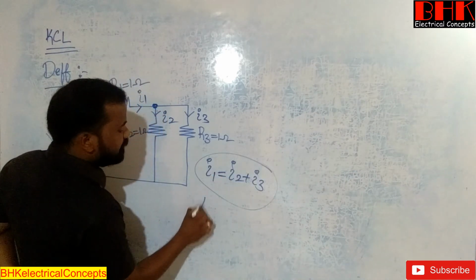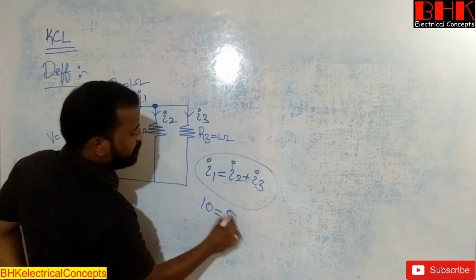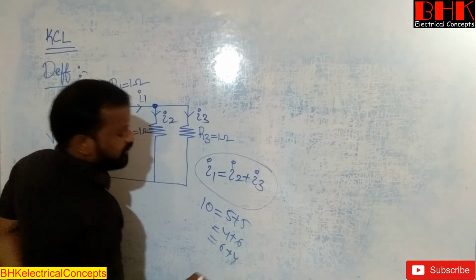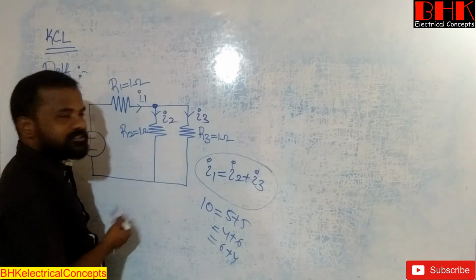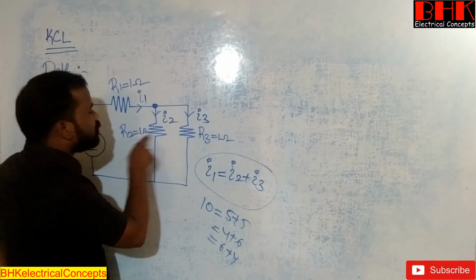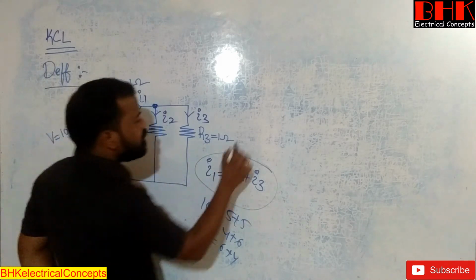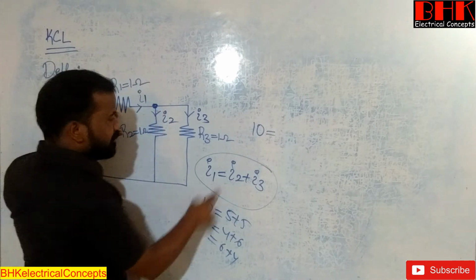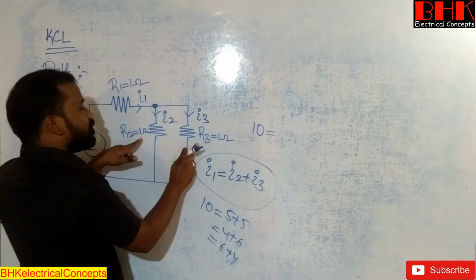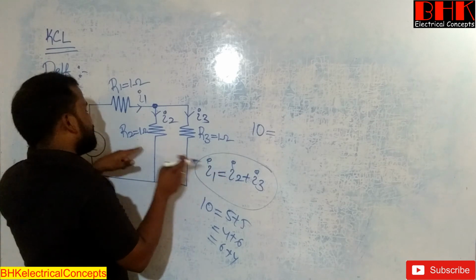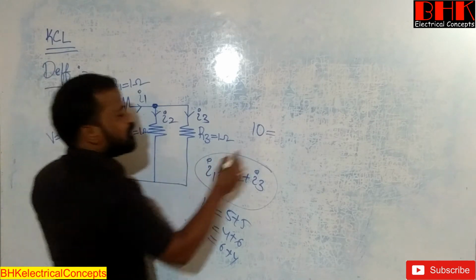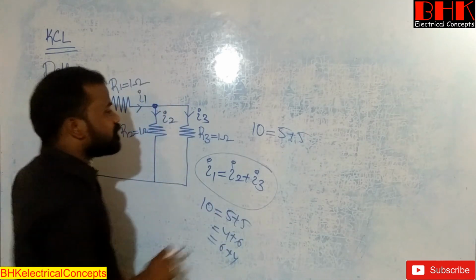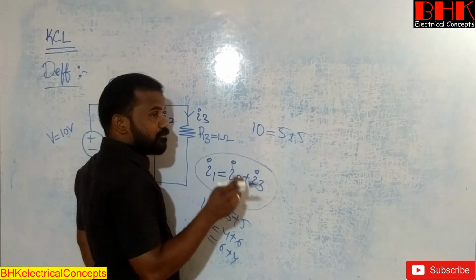For example, I1 is equal to 10, then I2 is equal to 5 plus 5, or 4 plus 6, or 6 plus 4, depending upon the value of resistance. But here the value of R2 and R3 both are same. That's why, if suppose current flowing in R1, incoming current, is equal to 10, then depending upon the value of resistance, current will divide. Here the value of R2, R3 both are same. That's why definitely 5 plus 5. Okay? So depending upon the value of resistance only, current will divide.